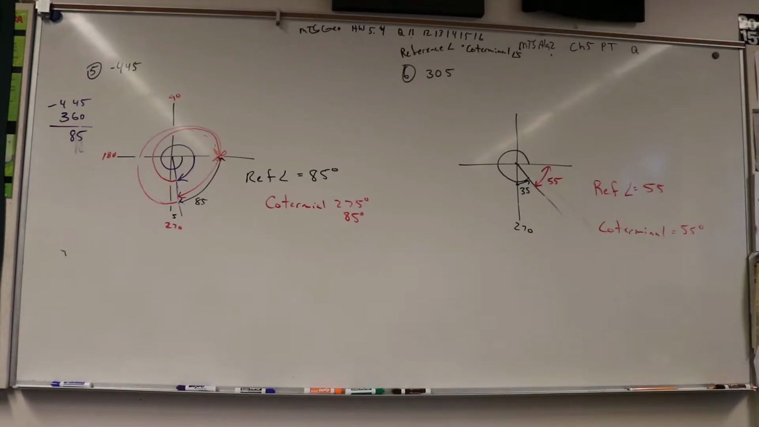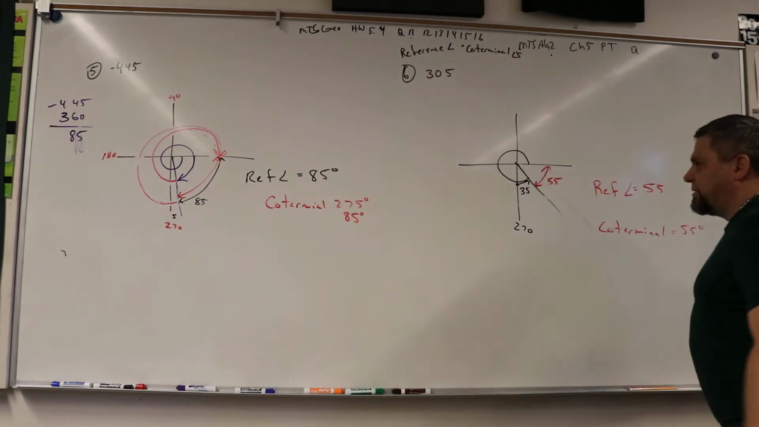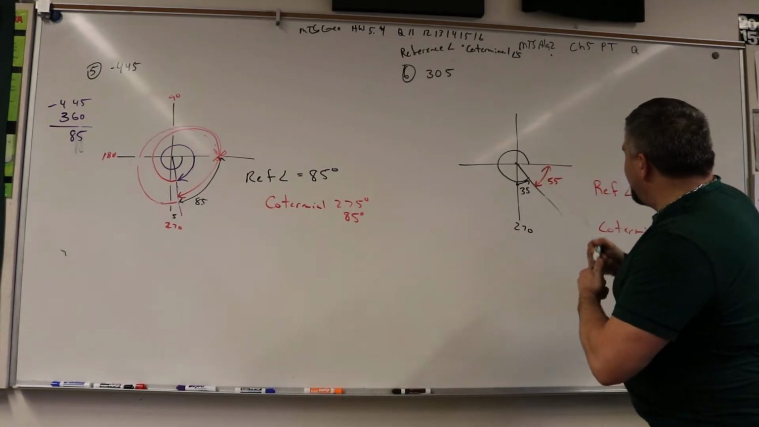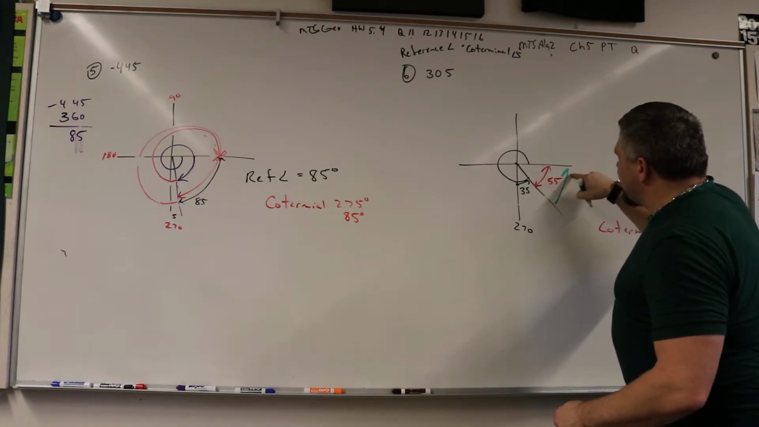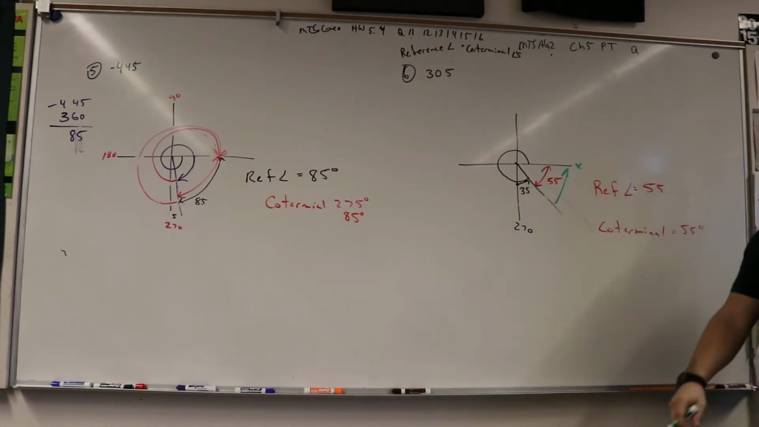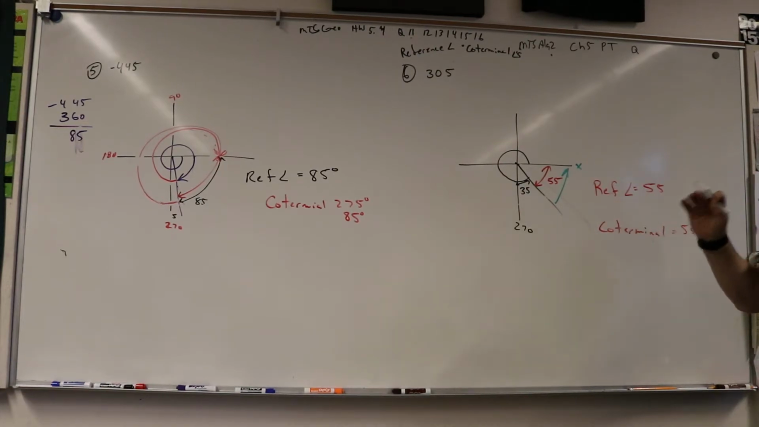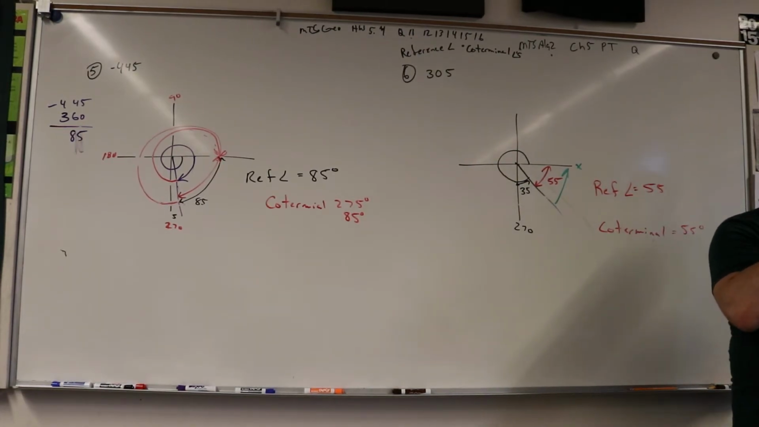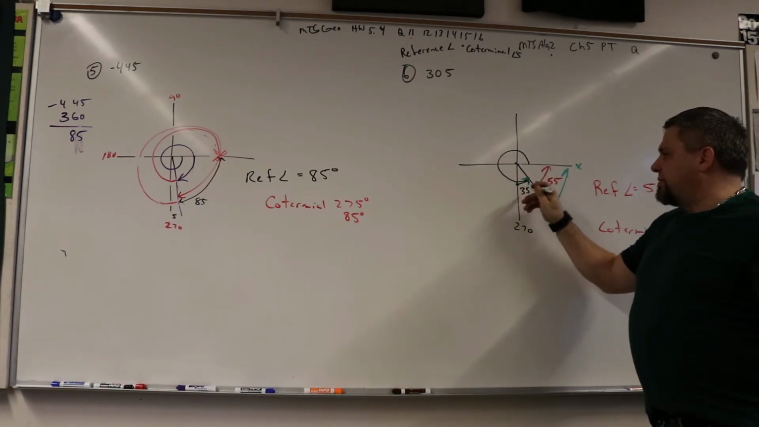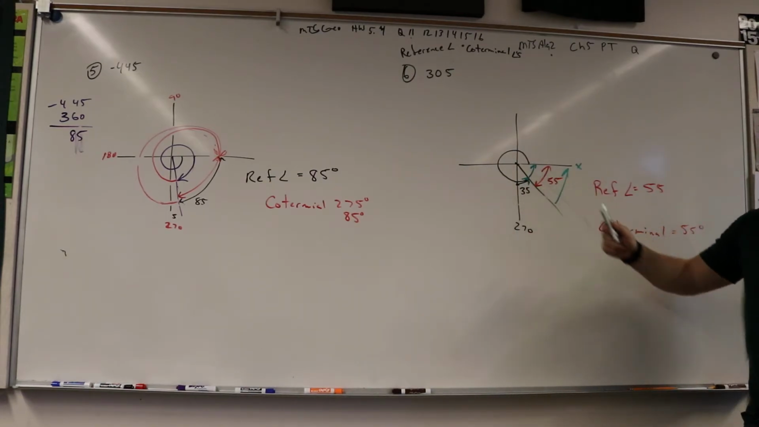Can you please explain that one more time? Coterminal. Reference angle. Reference is the quickest way I can get back to the X. That's your reference. Okay? Your coterminal is what completes the circle. So if this is coming around to here, what completes the circle is 55.